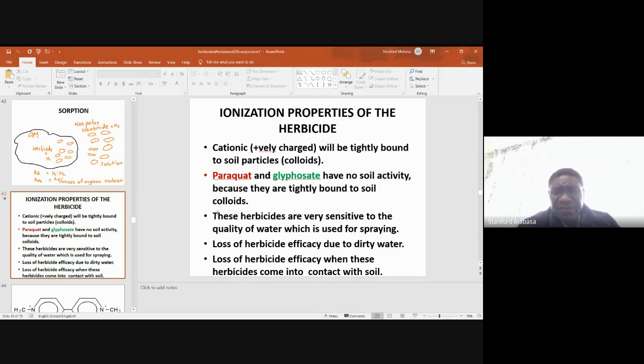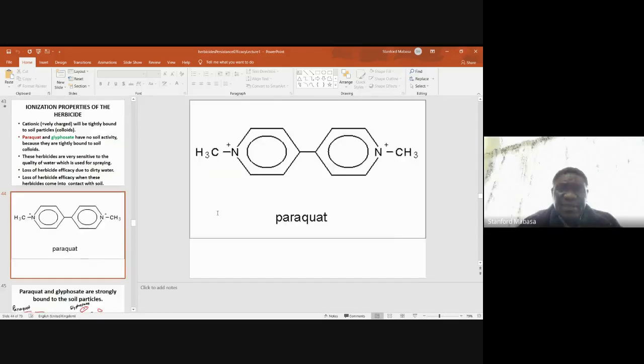Loss of herbicide efficacy can occur due to the use of dirty water. So loss of herbicide efficacy can occur when these herbicides come into contact with the soil. So the soil can reduce the effectiveness of the herbicides, especially for post-emergence herbicides. This is paraquat. It has 2 positive charges, and we say it is cationic.